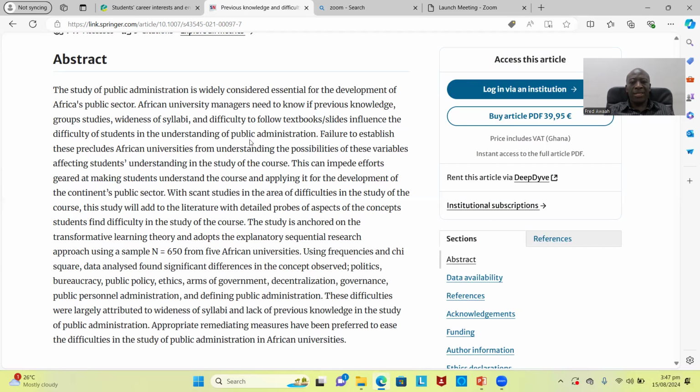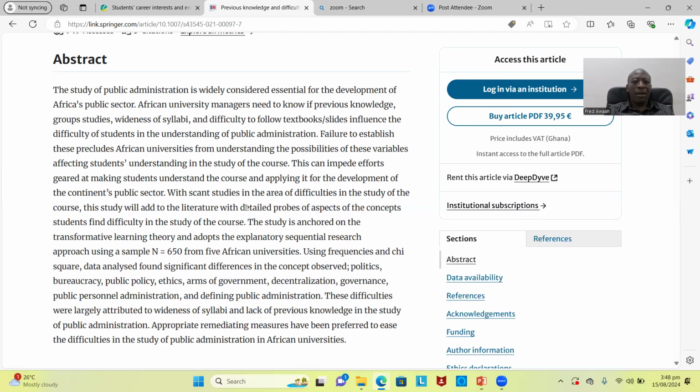So here again, the author is trying to establish the need for this study. Failure to establish this precludes African universities from understanding the possibilities of these variables affecting students' understanding in the study of the course. This can impede efforts geared at making students understand the course and apply it for the development of the continent's public sector. Here, the authors are trying to convince us about the significance of the study. We've scanned studies in the area of difficulties in the study of the course, so they are telling us that there is a gap. There may be studies, but they are not many, so there is a gap.